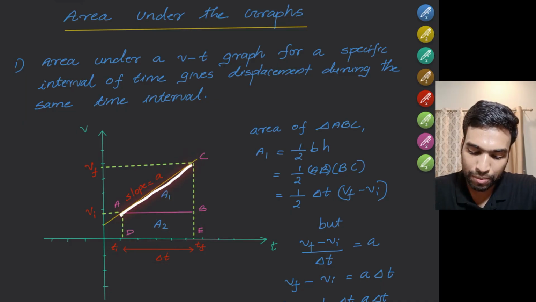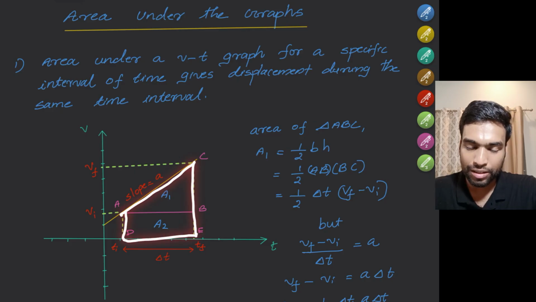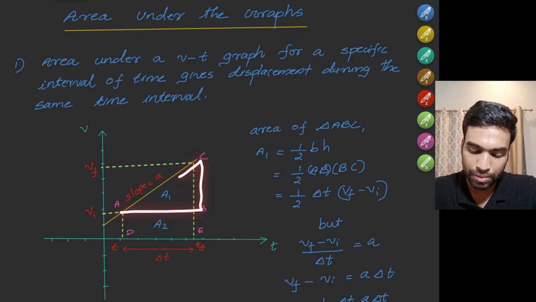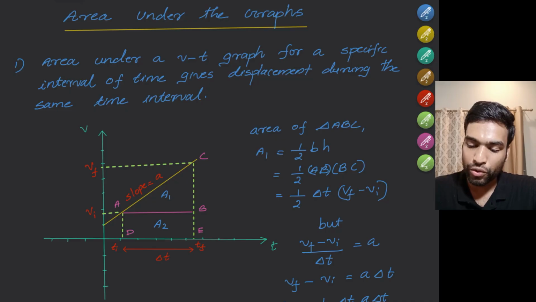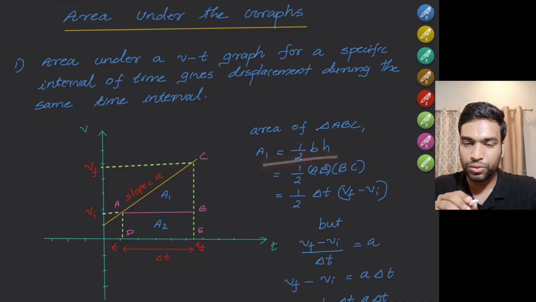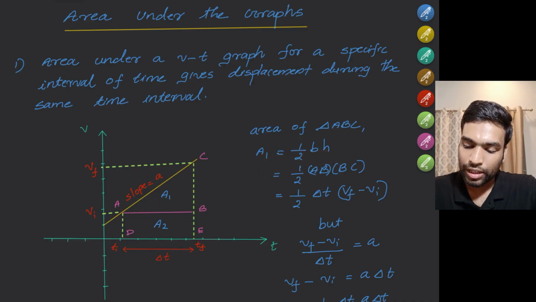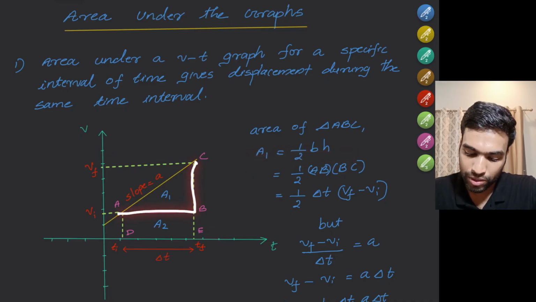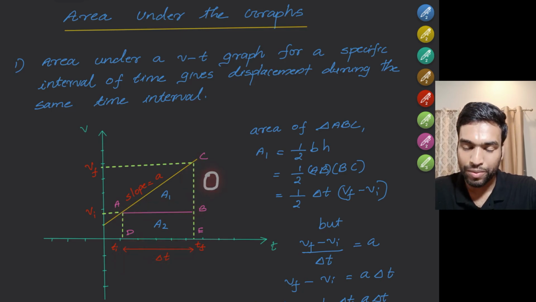So essentially this shape is a trapezium, and you can divide this trapezium into triangle ABC and rectangle ABED. Therefore, the area of triangle ABC, A1, is equal to half into base into height, correct? And it's given by half into AB into BC. So A1 is equal to half into delta t into delta v, which is Vf minus Vi.